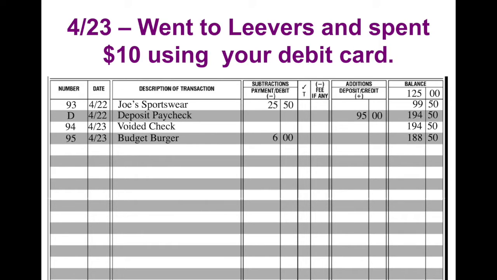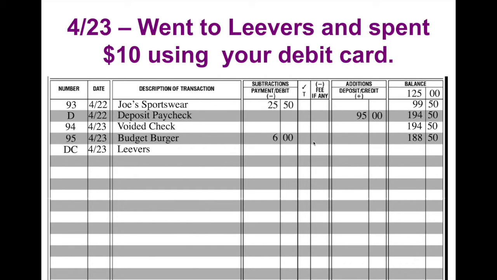Since our money is going to go down to the bank, we do have to record it on our register. The number, instead of writing out a check number, a lot of people will put like DC for debit card. It's just a shortcut for debit card. The date is the 4/23. The description of the transaction, we used our debit card at Levers.